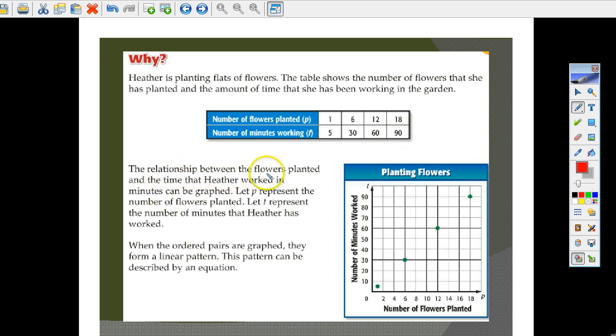The relationship between the flowers planted and the time that Heather worked in minutes can be graphed. Let P represent the number of flowers planted, and T represent the number of minutes that Heather has worked. When the ordered pairs are graphed, they form a linear pattern. Remember, linear means line. It has the word line in it. This pattern can be described by an equation. Here you have a nice pattern. It looks like it's going to be a straight line, so we can write out an equation for it.